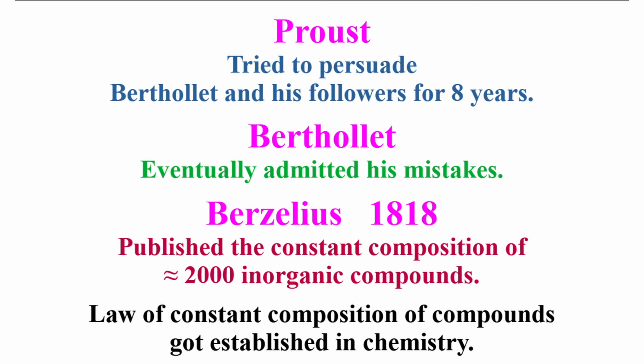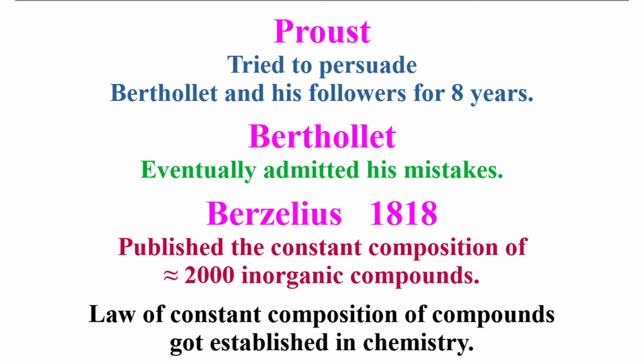Fortunately, around that time, Jöns Berzelius happened to be a giant of an experimenter. He discovered several new elements and synthesized a large number of yet unknown compounds. He measured the combining masses of elements as accurately as the new apparatus carefully designed by him would permit. During this time of toil, holidays, distractions, hobbies, even food meant very little to him. His was an indomitable spirit. In 1818, he published a table which included the chemical composition of nearly 2000 inorganic compounds. The law of constant composition of compounds got established in chemistry.